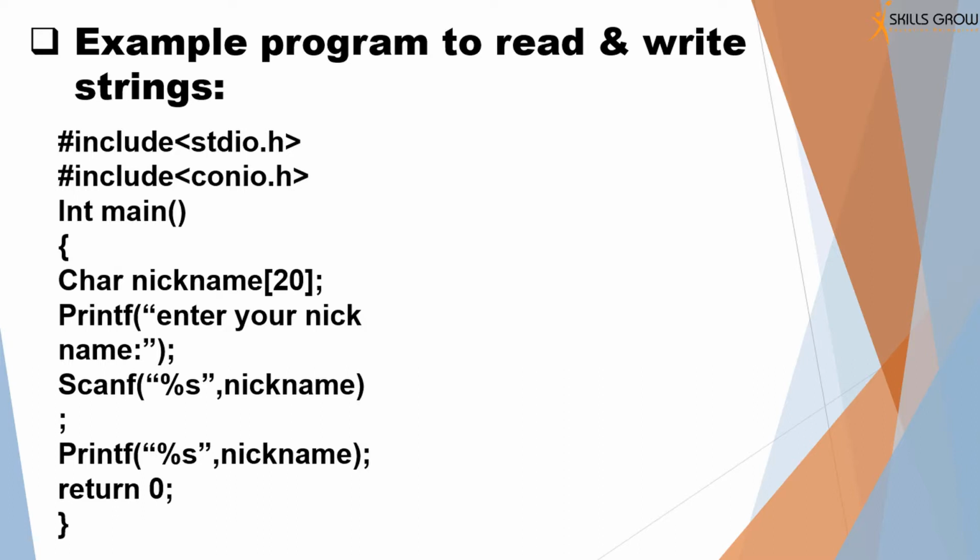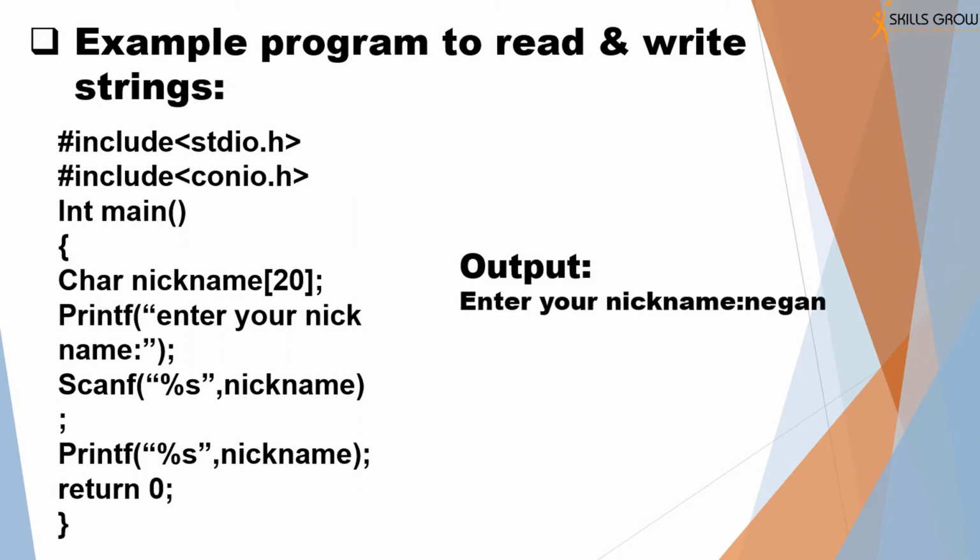Once it's hit, scanf function places a null character in the array. Then printf function prints out the string entered by the user. Here, the input given by the user is nagan, and hence nagan gets printed out as an output.